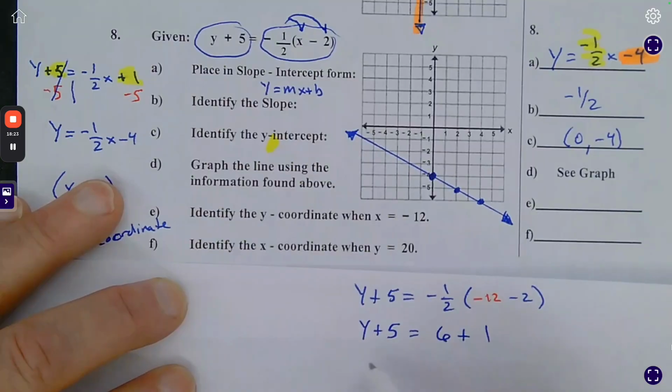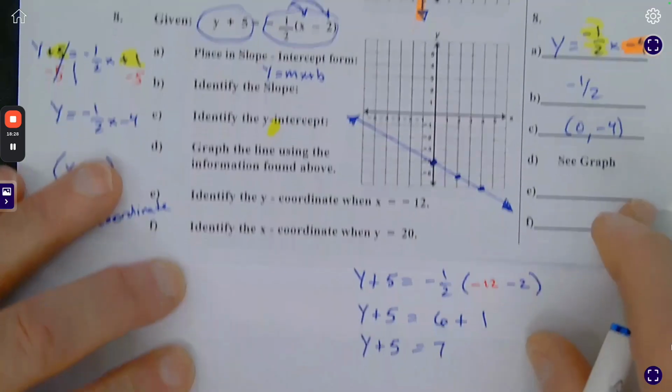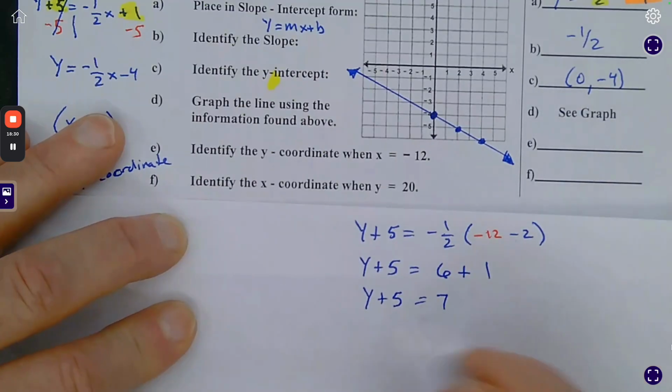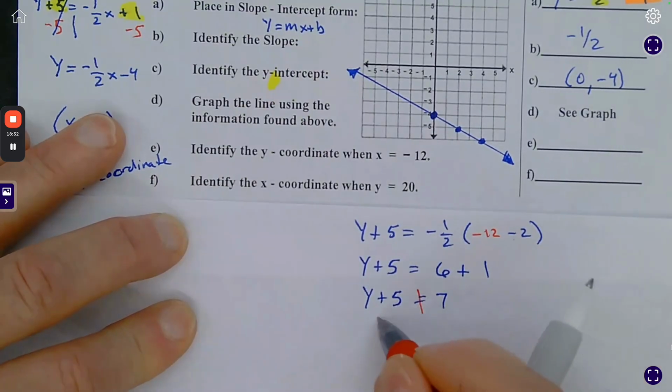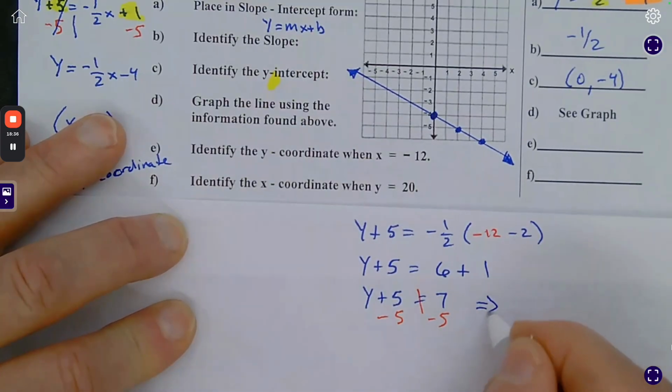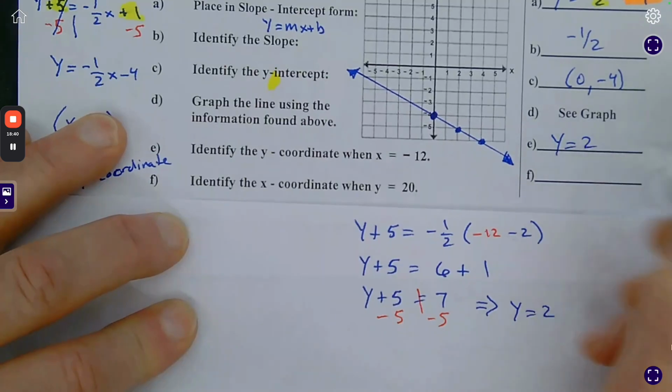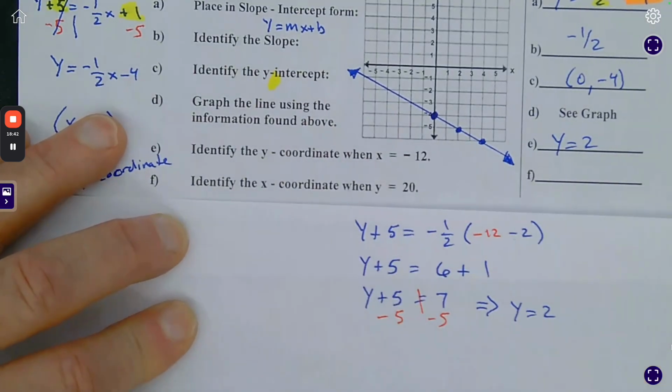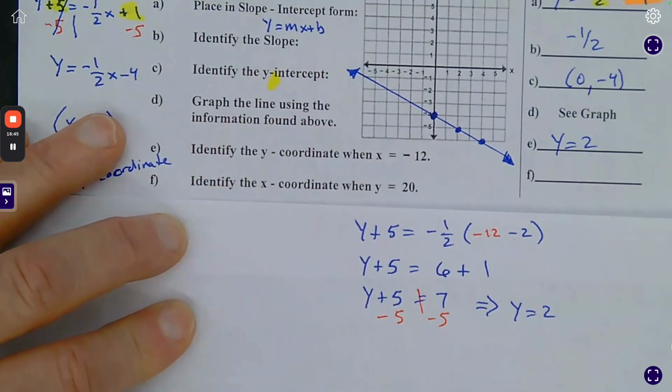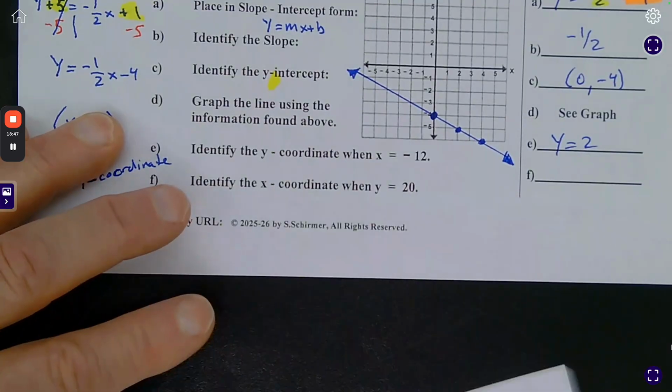Now I'm going to combine those like terms, like so. Now the last thing I do is I inverse operation my 5 over, so minus 5, minus 5. And I get y equals 2. You can just write it like that. You can write it as an ordered pair, but I just want the y-coordinate. The y-coordinate is 2. Okay, let's do the next one.